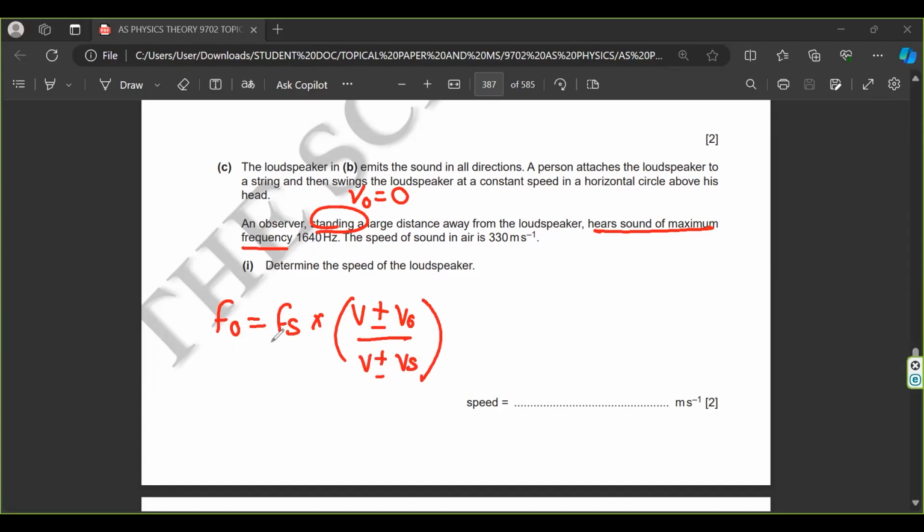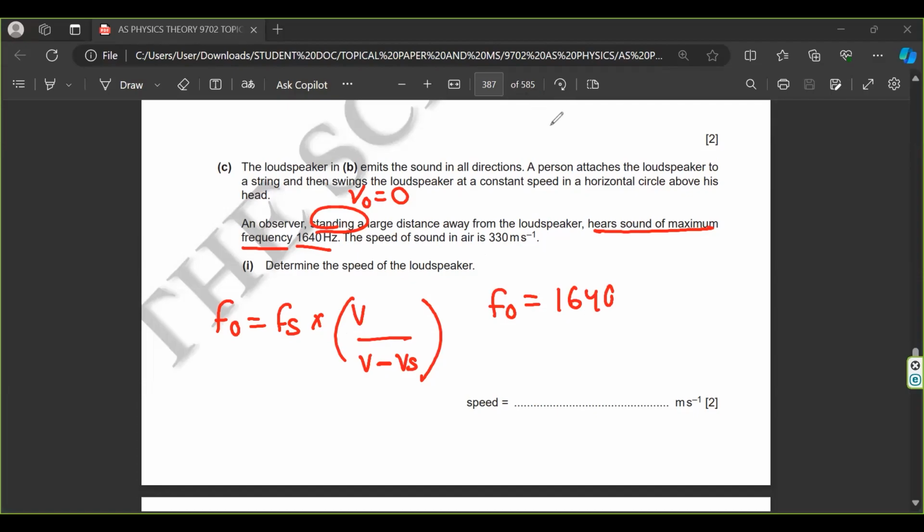In this case, the observer is going to hear a maximum frequency sound, so for the motion of the source, the velocity of the sound has to be minus, because we know that if you decrease the denominator, the numerator increases. And in this case, V naught is 0 because the observer is standing and doesn't have a motion. Hence, in order to find this, do we know the F naught right here? Yes, the F naught is exactly given to us.